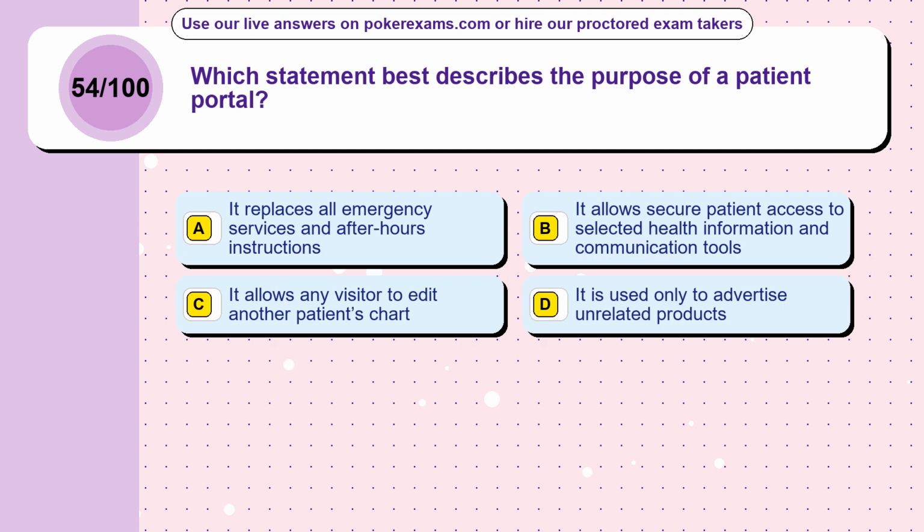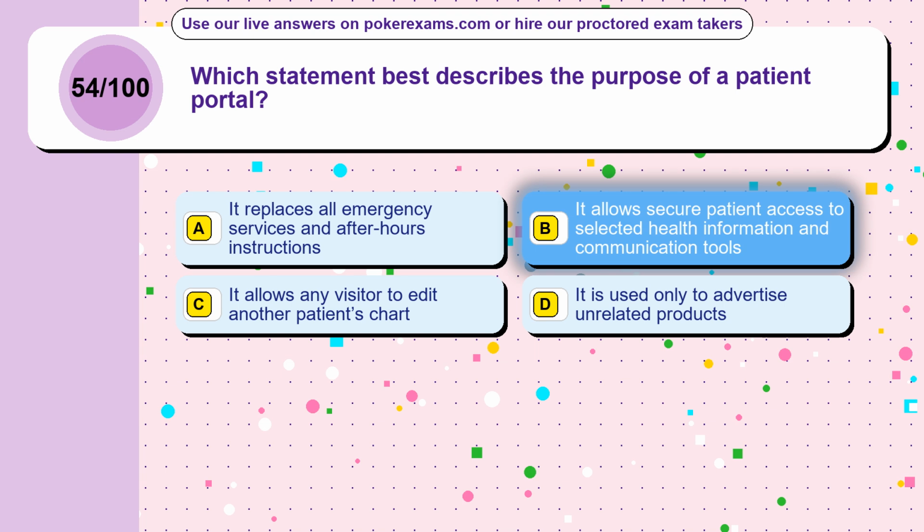Question 54. Which statement best describes the purpose of a patient portal? Option A. It replaces all emergency services and after-hours instructions. Option B. It allows secure patient access to selected health information and communication tools. Option C. It allows any visitor to edit another patient's chart. Option D. It is used only to advertise unrelated products. The correct answer is option B.